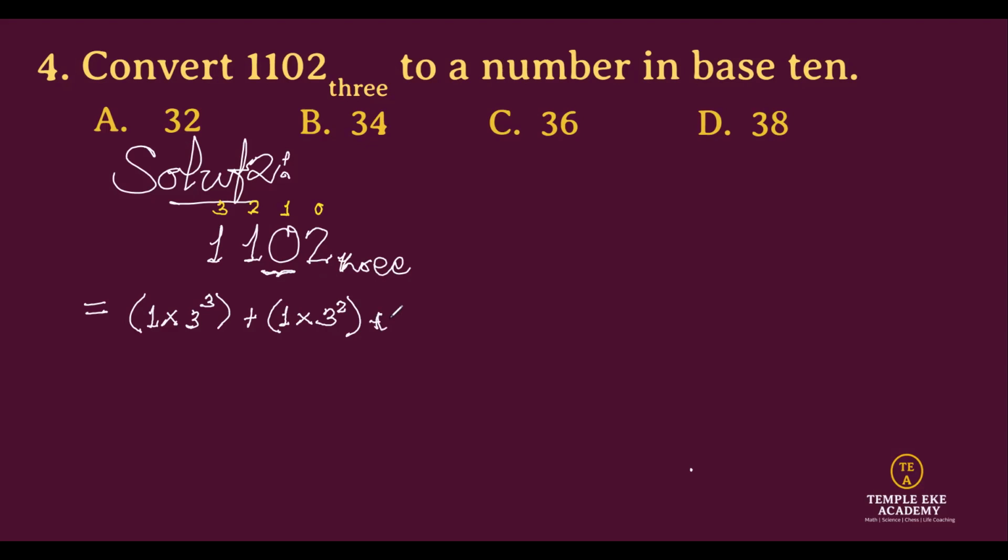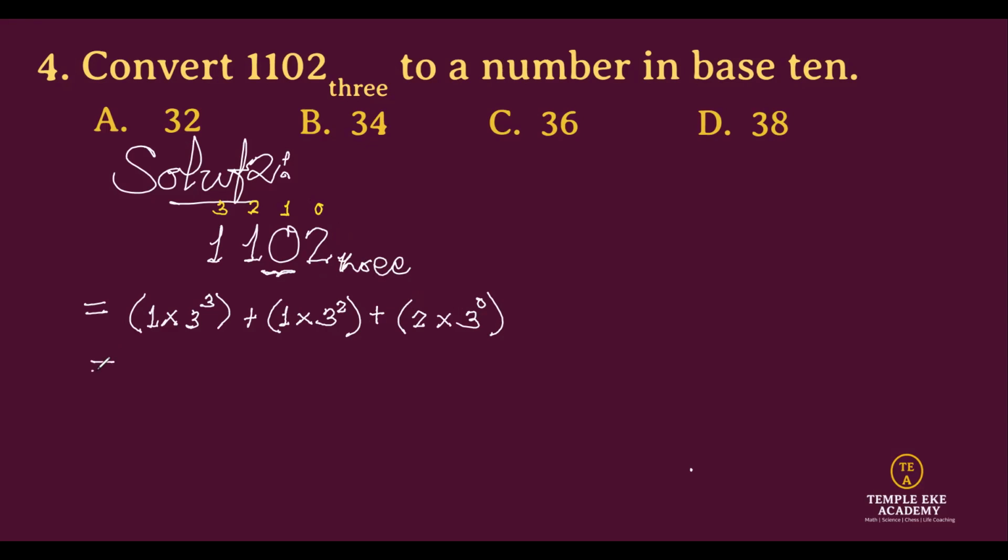That means we have plus. The next digit is 2, multiplied by the base 3 to the power 0. Now we have to evaluate each part of this.